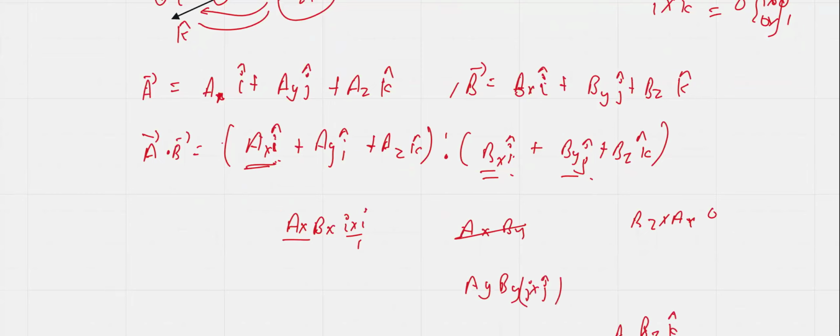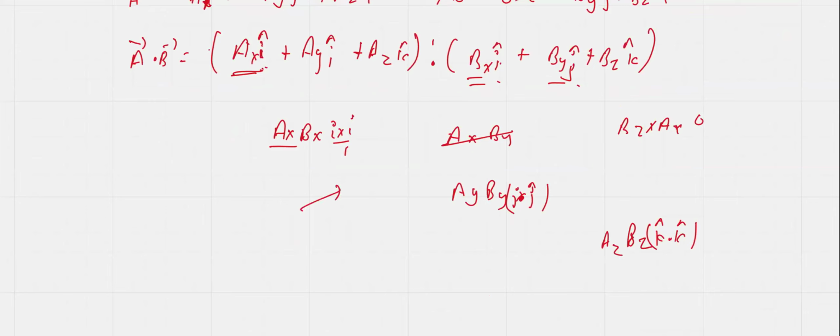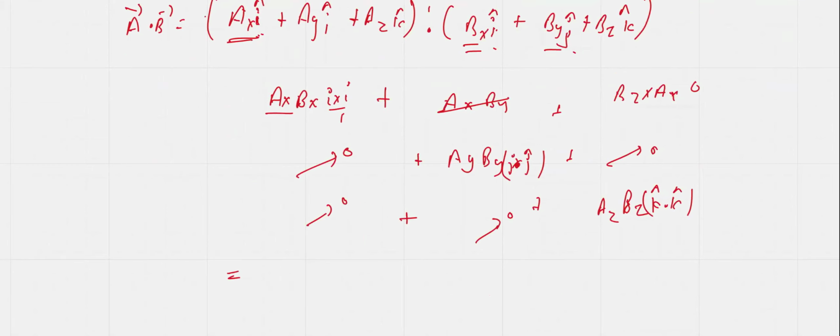k dot k, basically dot you have to use. So this will get 0, this will get 0, 0, 0, 0. Addition is there in each case, so you can see what you are left with. The final dot product will be, if you want, you can expand it. We don't have time, so I won't expand it much: ax bx plus ay by plus az bz.